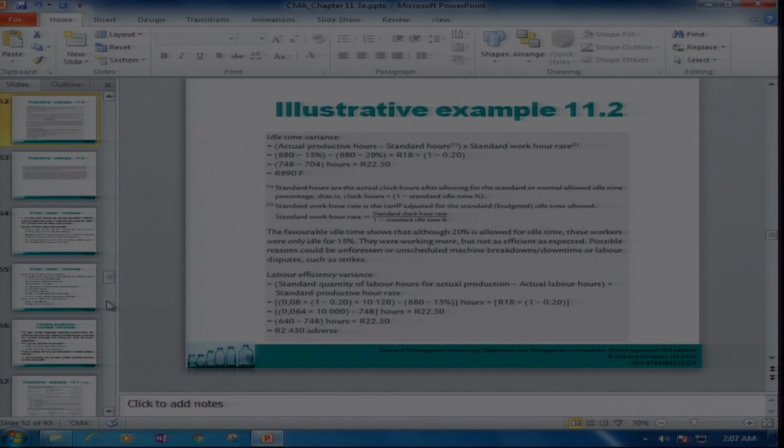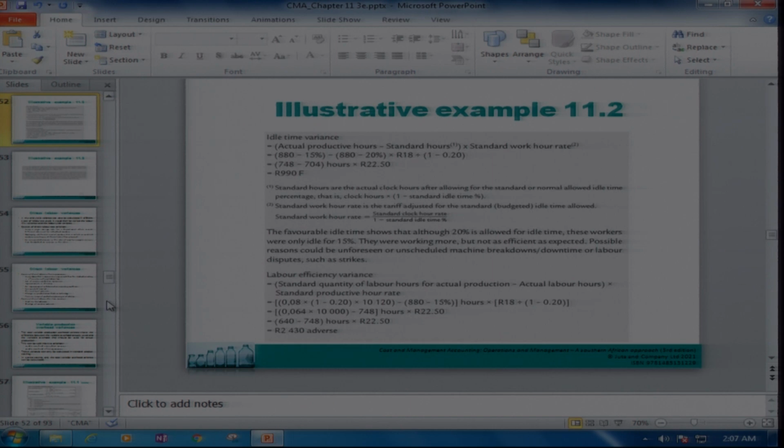The variance, again, is favorable. Why is it favorable? We actually spent 748 hours being productive when we were only supposed to be productive for 704. So more hours were used being productive as compared to the budgeted information.